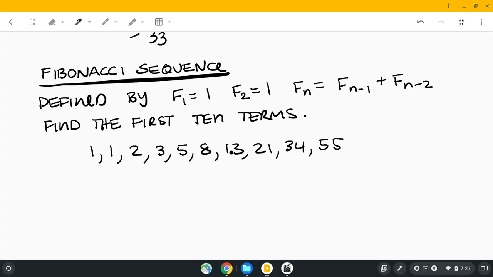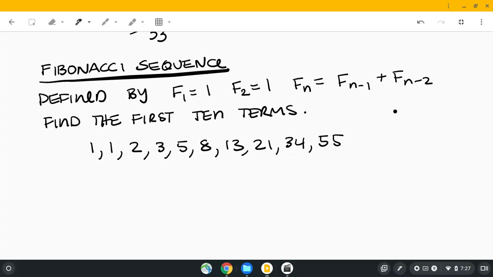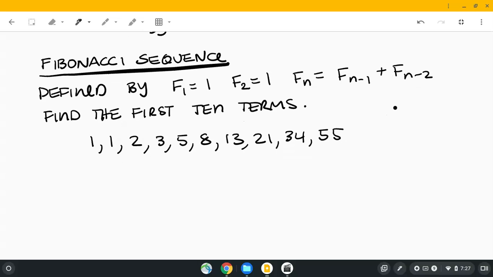Okay, so that is it for the first part of this section. In the second part, we will be going over partial sums. How do we find the sum of part of the sequence?